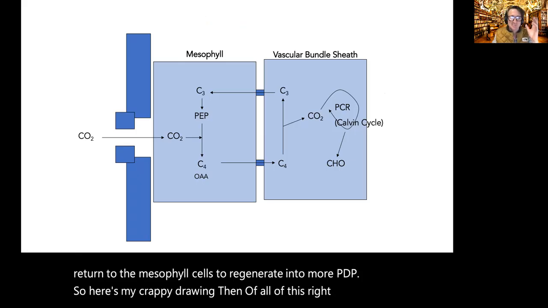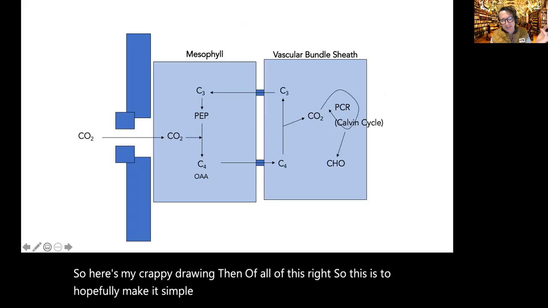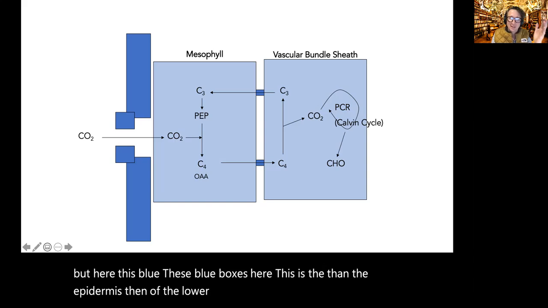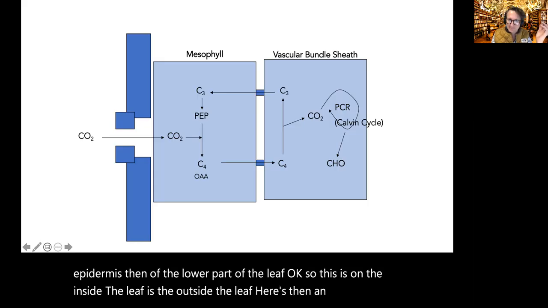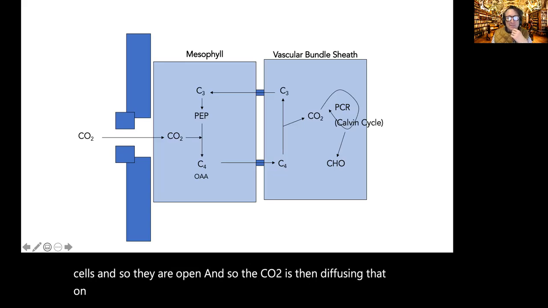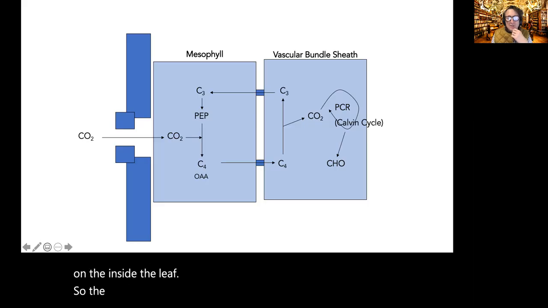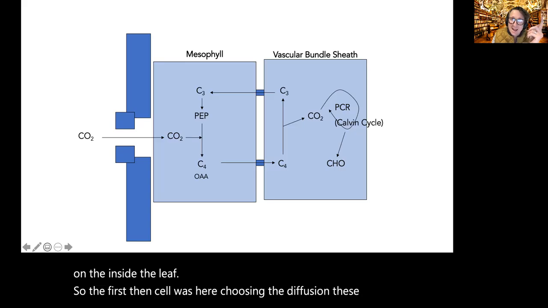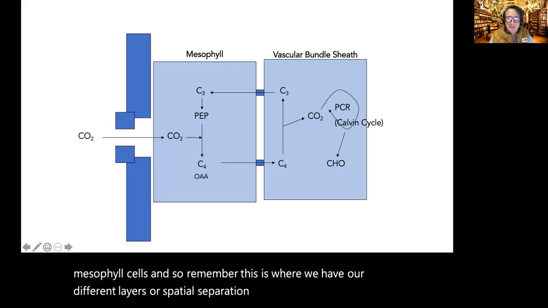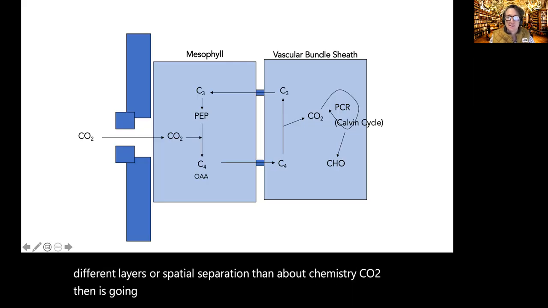This is to hopefully make it simple. I should have chosen green, I guess, but these blue boxes here are the epidermis of the lower part of the leaf. This is the inside of the leaf, this is the outside of the leaf. Here's an individual stomate, and the stomates are open because here are the guard cells. So the CO2 is diffusing to the inside of the leaf. The first cells where the CO2 diffuses in are these mesophyll cells. Remember, this is where we have our spatial separation of biochemistry. CO2 diffuses into these mesophyll cells.